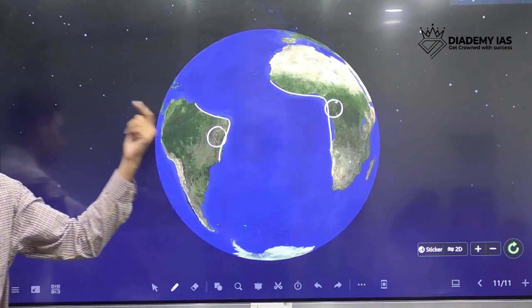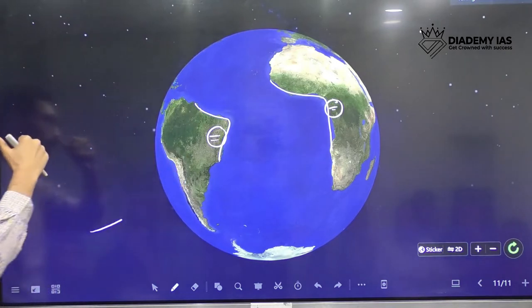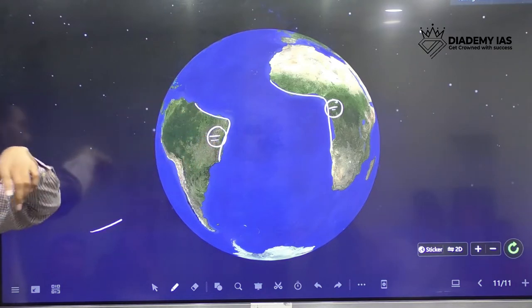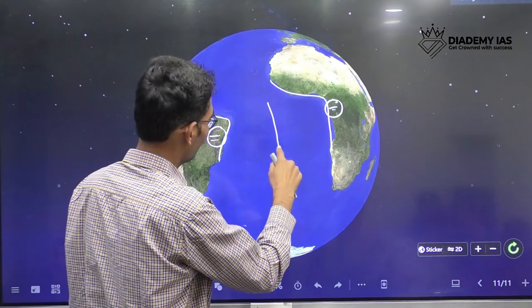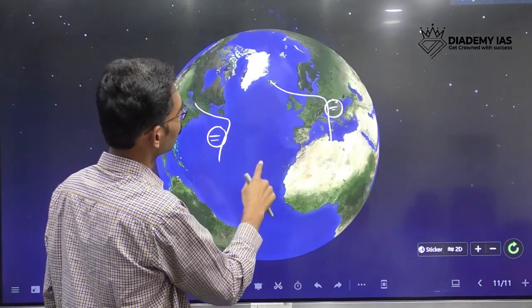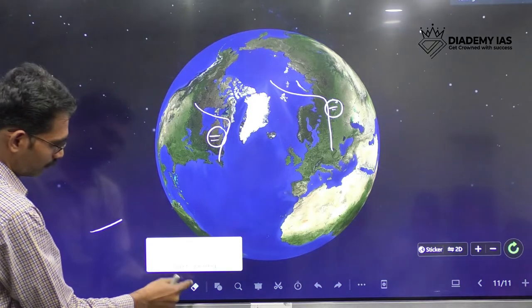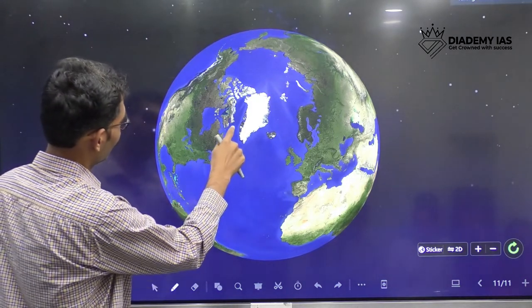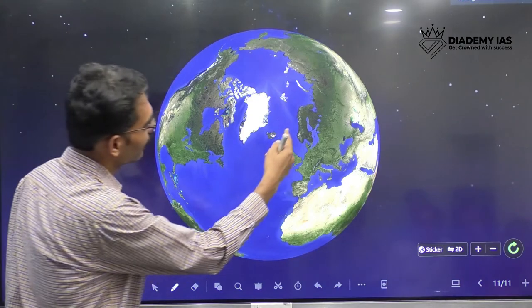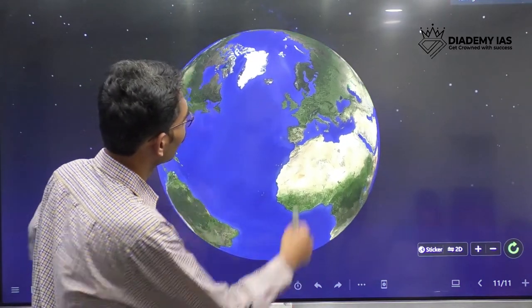Is it possible, if they are really separated by many thousands of kilometers, that a rock is formed here and a rock of the same age is formed there, and it is not a single rock but the entire mountain ranges? If you take this part, what is the mountain range here in the eastern part of North America? Appalachians. And in this location also, it is the same.